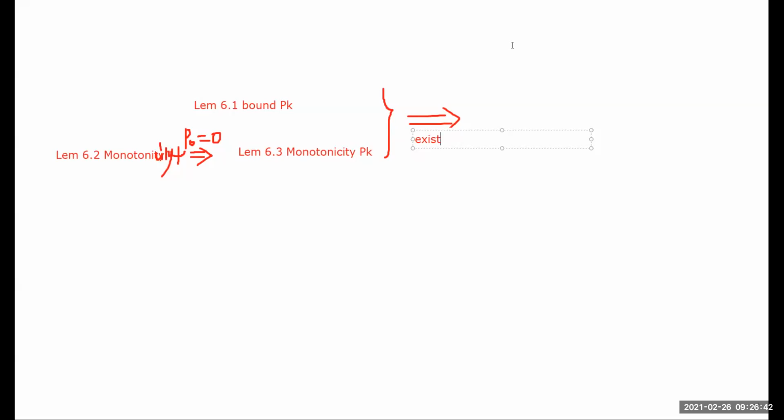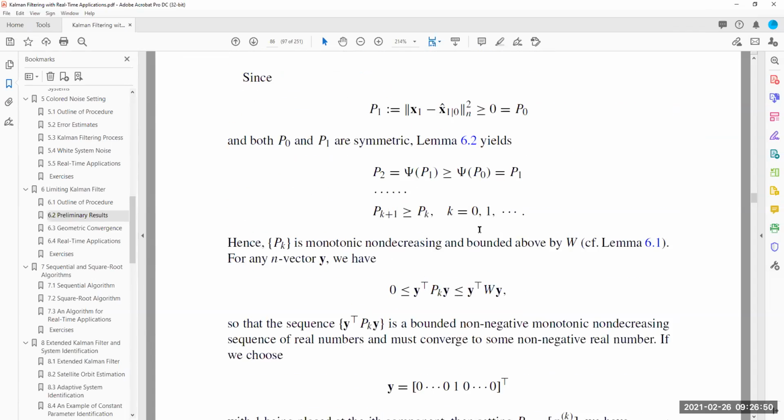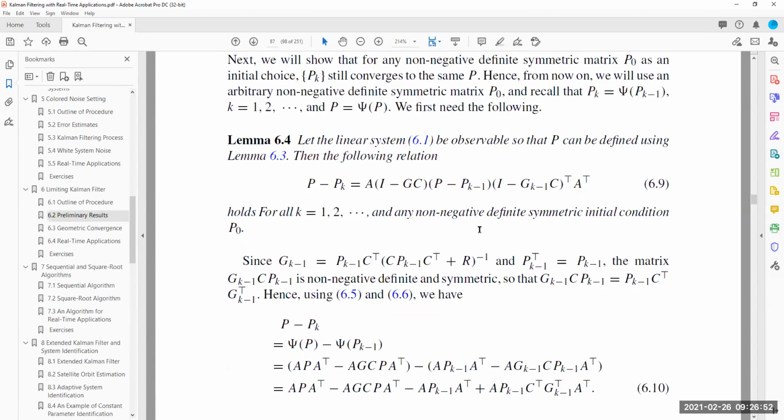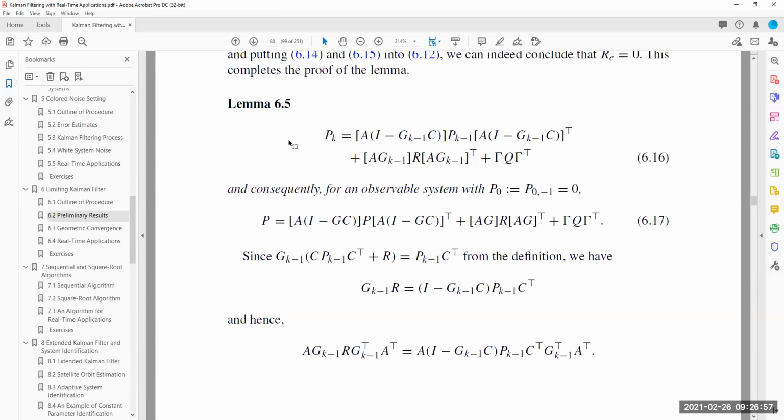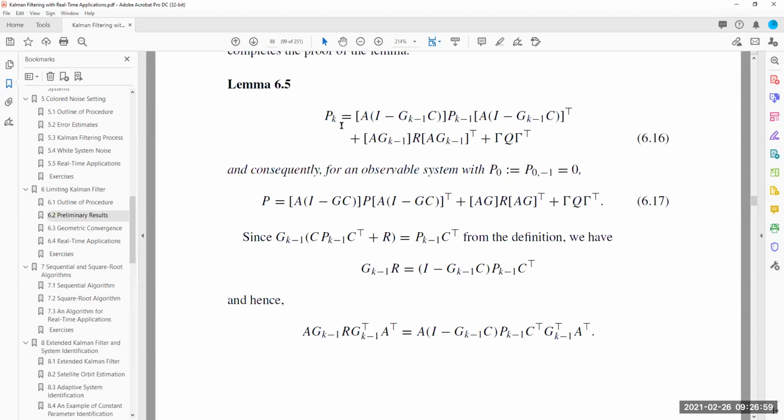So the limit exists. Then let's go back to the book. Now let's jump to 6.5, okay? If the limit exists, how do we find the P? Because we want to assume, no matter the initial condition P0, they all converge to the same P.